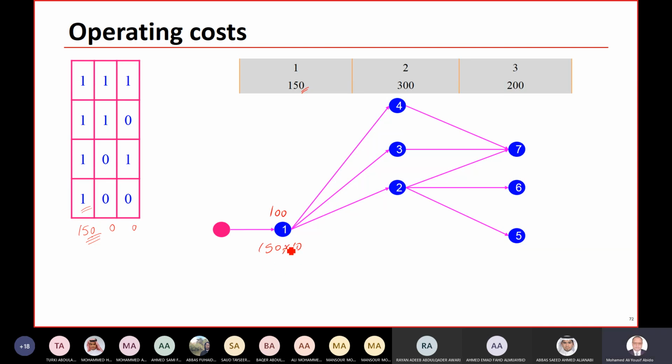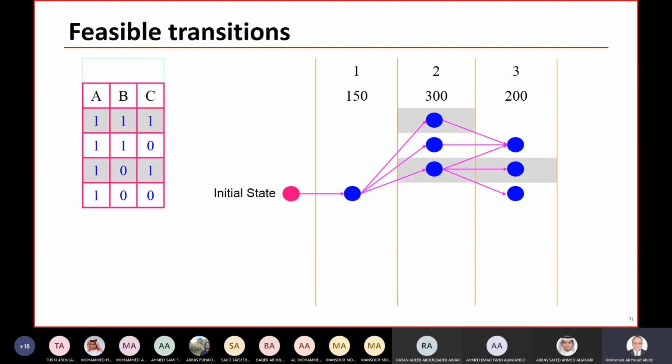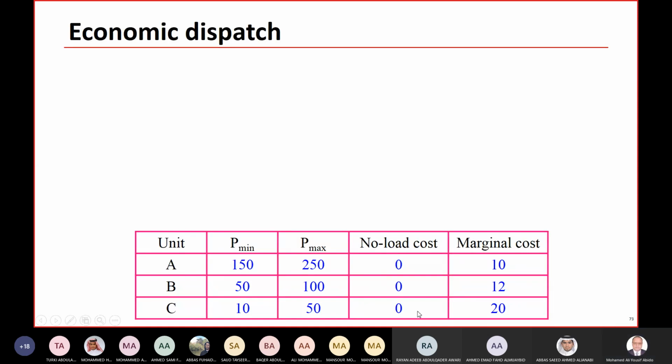times the marginal cost. And I would like to ask you, if we have such a case, the no load cost is 0, the marginal cost is 10. Can you construct the cost function for A? Can you construct it as an equation?